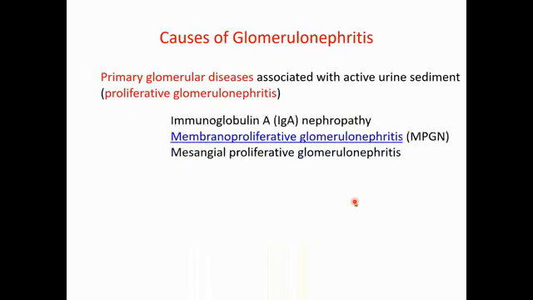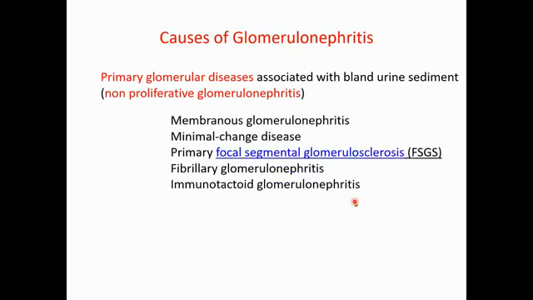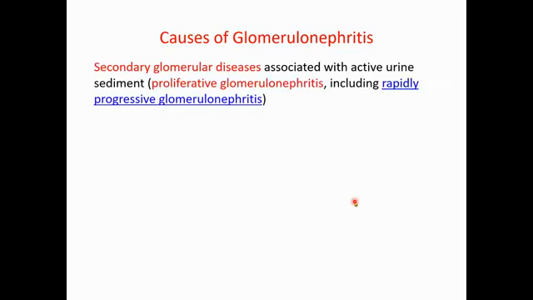So the primary proliferative glomerulonephritis group includes IgA nephropathy, membranoproliferative glomerulonephritis, diffuse proliferative glomerulonephritis, and mesangial proliferative glomerulonephritis. And the primary non-proliferative glomerulonephritis includes membranous glomerulonephritis, that is membranous nephropathy, minimal change disease, that is MCD, and primary focal segmental glomerulosclerosis, FSGS, and other less important ones, fibrillary glomerulonephritis and immunotactoid glomerulonephritis.